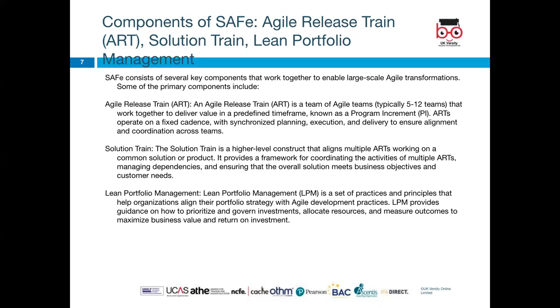Second one, which is Solution Train. The Solution Train is a higher-level construct that aligns multiple ARTs working on a common solution or product. So multiple Agile Release Trains. So that's usually like multiple 5 to 12 teams and up. It provides a framework for coordinating the activities of multiple ARTs, managing dependencies, and ensuring that the overall solution meets business objectives and customer needs.